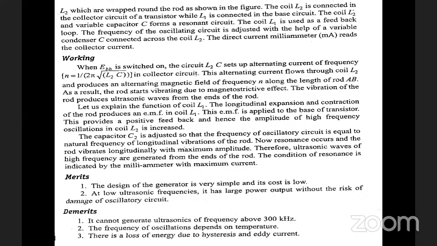Merits: the design of the generator is very simple and the cost is low. At low ultrasonic frequencies, it has a large power output without the risk of damage to the oscillators. Demerit: it cannot generate ultrasonics of frequencies above 300 kHz. In piezoelectric we get up to 500, right? Here in magnetostriction it is impossible to get above 300 kHz.